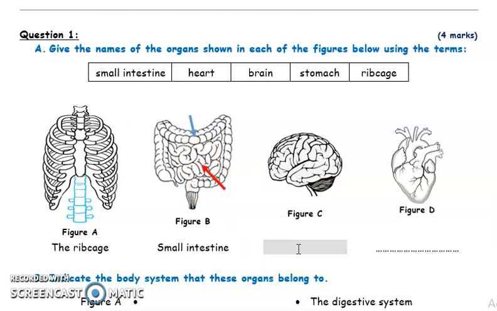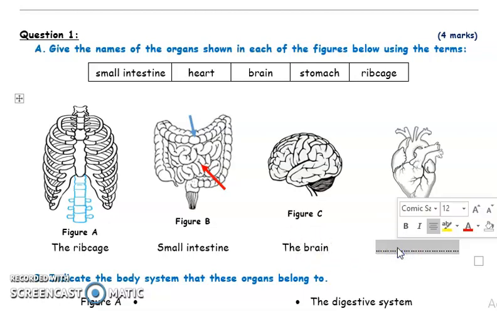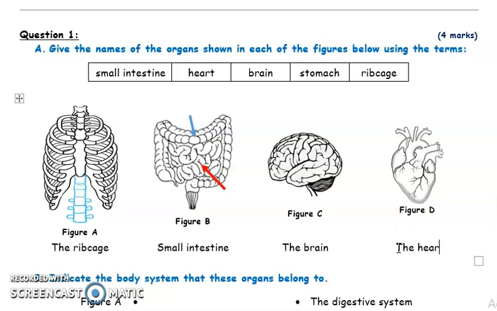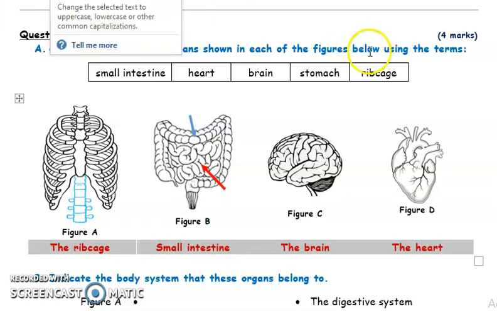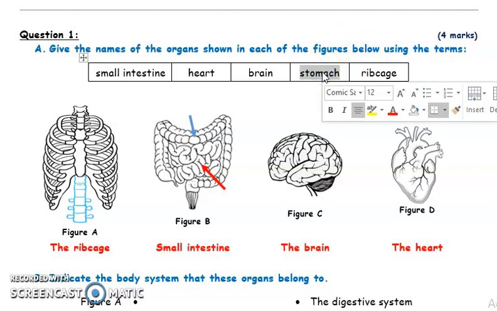Figure C shows the brain. Figure D, this is our heart. This is the human heart. So we did not use the word stomach, since the stomach isn't shown in any of the figures.